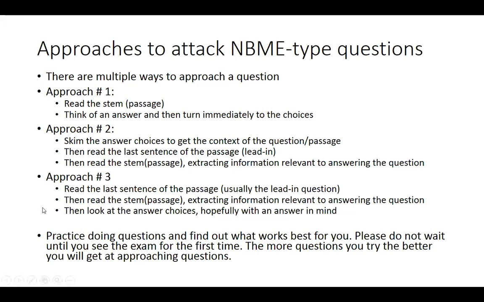Approach number two, you skim the answer choice, you get the context of the question and the passage, you get an idea of what they're going to be asking. Then you read the last sentence, which is usually the leading question. You figure out the question, and then you read the passage and you extract the information that's relevant to answering the question. And then, of course, you go back to the choices and pick your answer choice, whether it be by eliminating or just picking the answer choice based off the relevant information. Approach number three is a type that I'm going to be going over. Most times it can be very, very effective, but again, it's going to depend on the person.